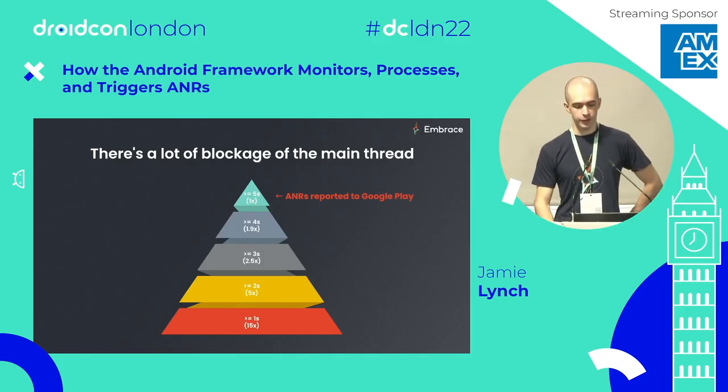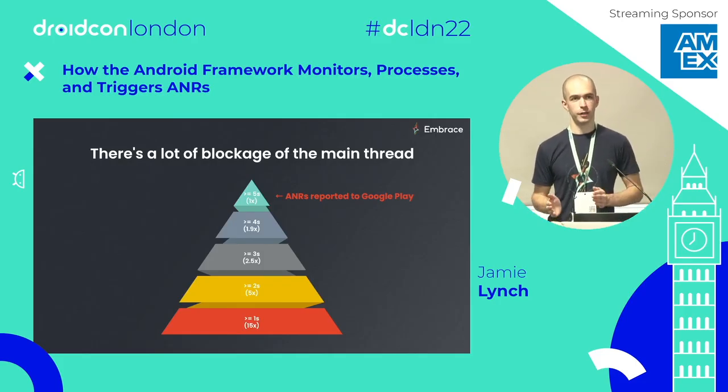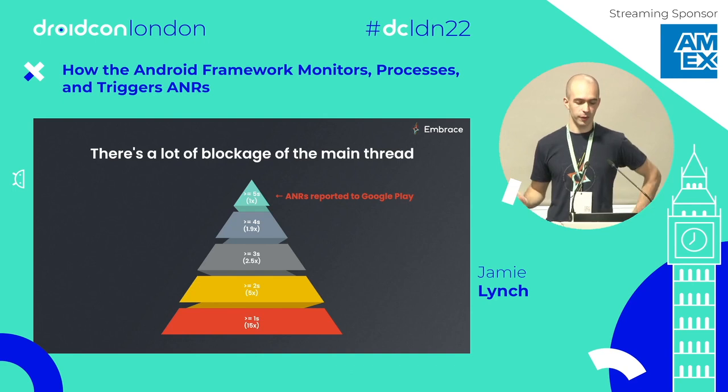And coincidentally, if you do capture that information from about 1 second on, it will reveal some quite interesting things about how your app behaves. ANRs are commonly seen as 5 seconds of the main thread being blocked. But there's actually quite a lot of blockage on the main thread.